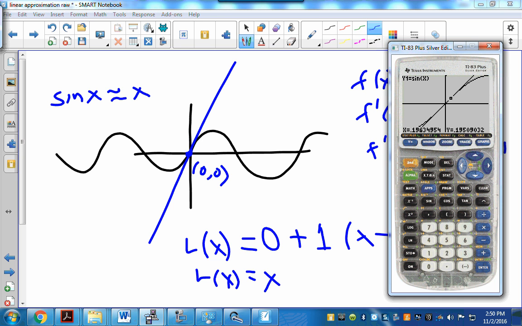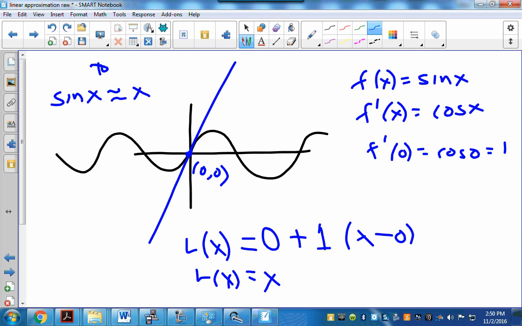Here we are on the sine wave. It's 0.195. Here we are on the line, 0.196. The line is a little bit bigger than the wave, so this approximation is a little bit too big. Too big if x is bigger than 0, too small if x is less than 0. Okay.